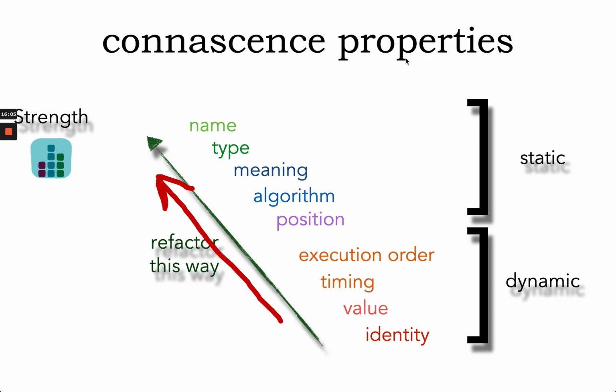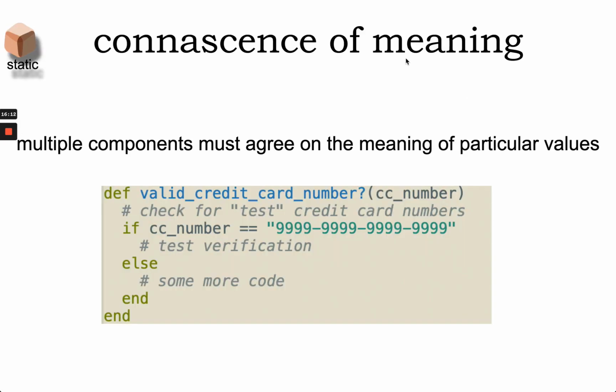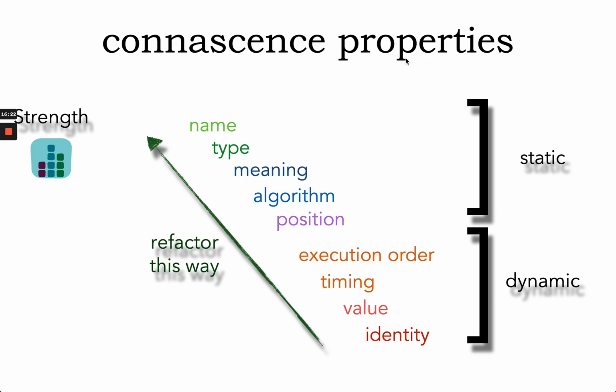So when you encounter some awful code like this on your project, you don't have to do this long description of why you shouldn't have magic strings, etc. It's really just connaissance of meaning, and you want to improve that by refactoring it up to connaissance of name. So that's the idea of connaissance. It's a way of describing this kind of coupling stuff.